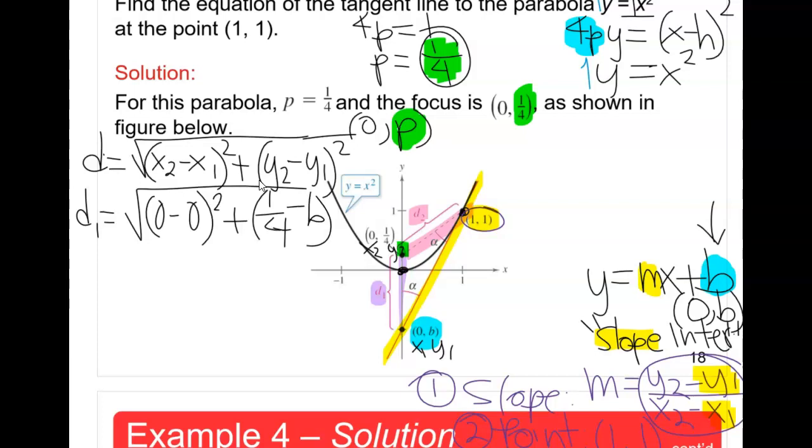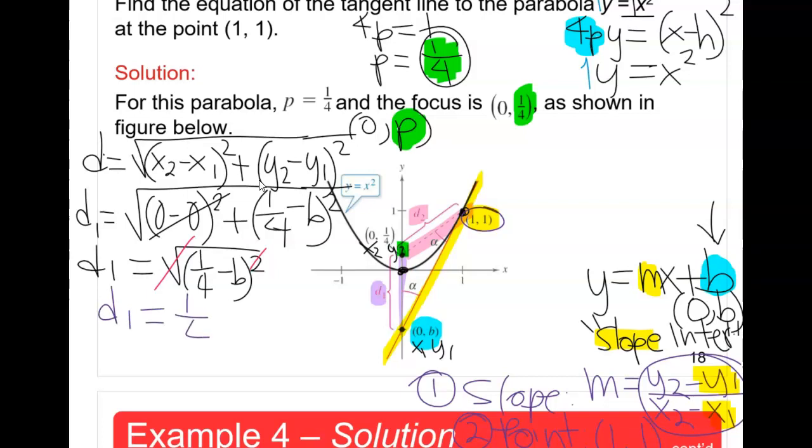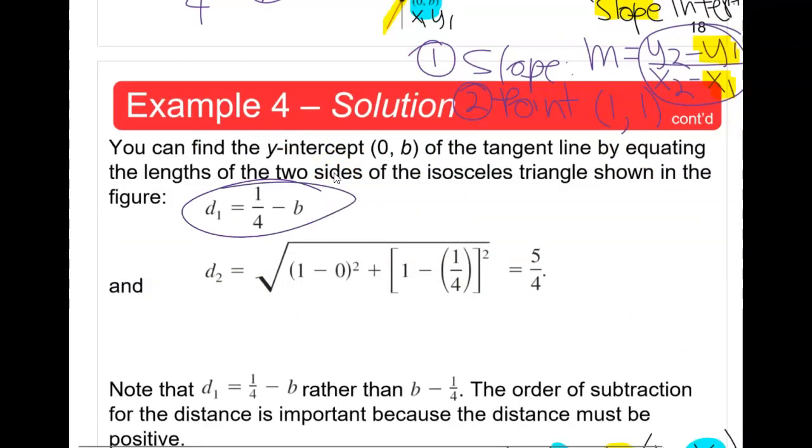At this point, we don't know what b is, but we will find it later on. So nice thing here, this is 0, so we're just going to have d sub 1 is equal to the square root of 1/4 minus b squared. Since we're squaring inside the square root, we could just cancel those two out, and then we will get that d sub 1 is equal to 1/4 minus b, and that is what we have here.